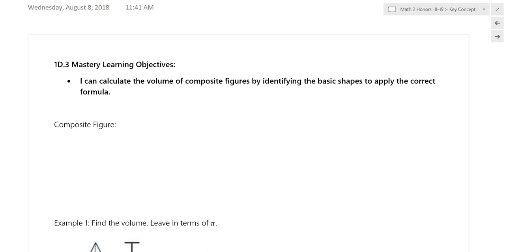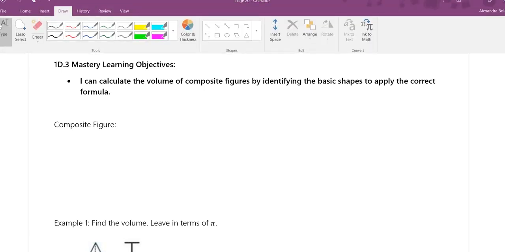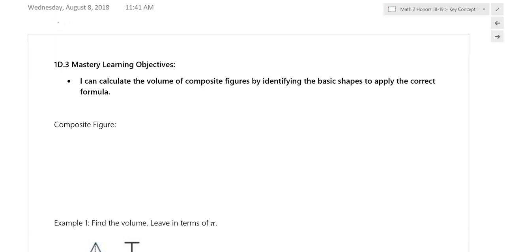Hey guys, we're now looking at 1D.3. I can calculate the volume of composite figures by identifying the basic shapes to apply the correct formula. Okay, so this is our last set of notes for this first unit. We are almost done with KC1.